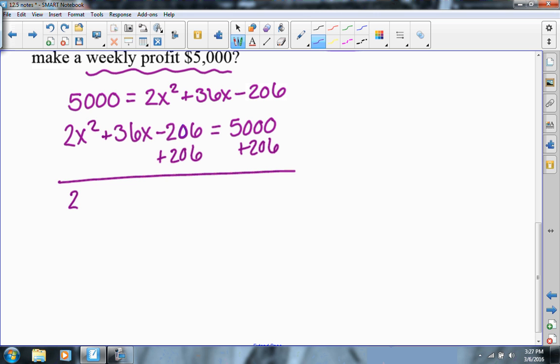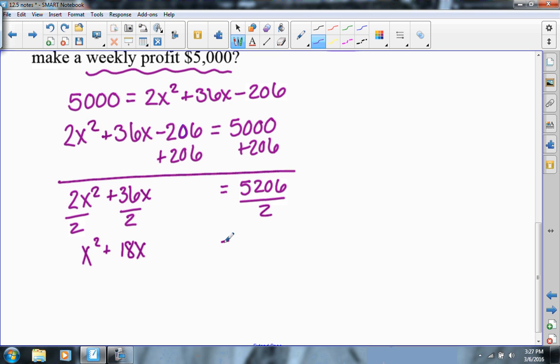So then I have 2x squared plus 36x, I'm going to leave a space, equals 5,206. And when I want to do my perfect square trinomial, I can't have a lead coefficient, so I have to divide everything by 2 first. So now I have x squared plus 18x equals 2,603.